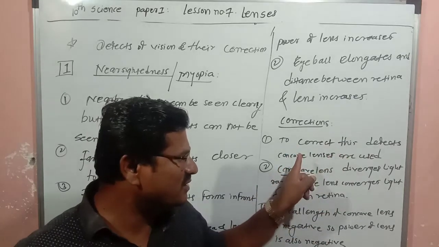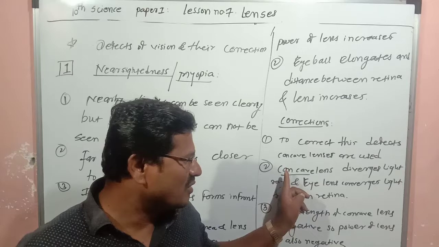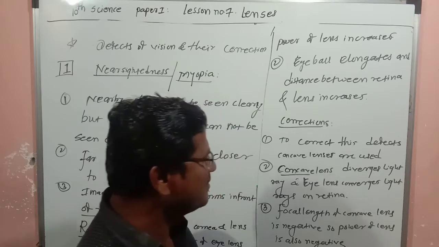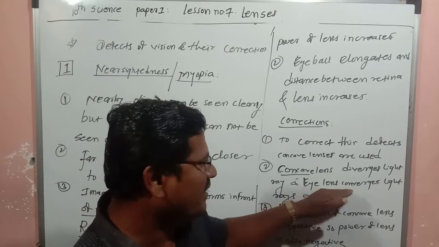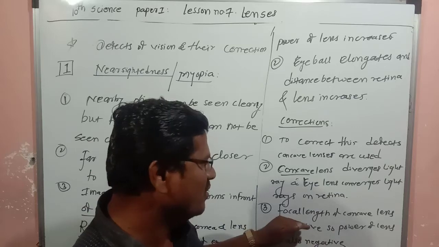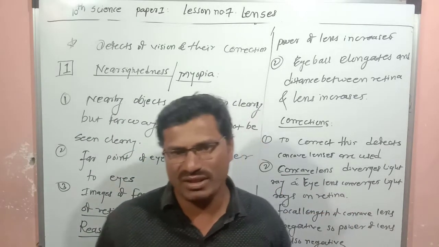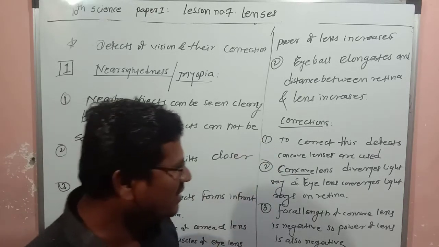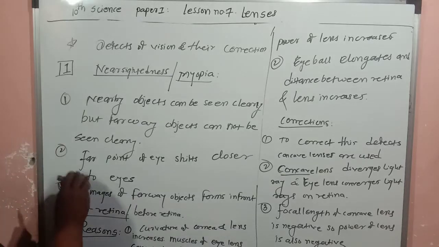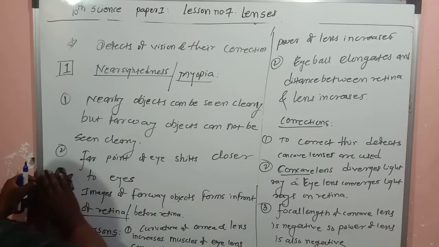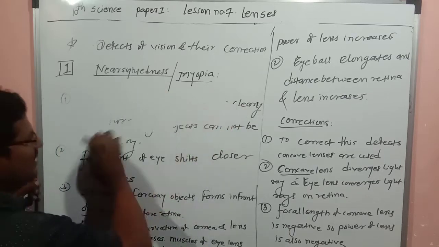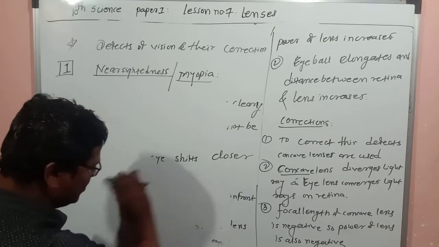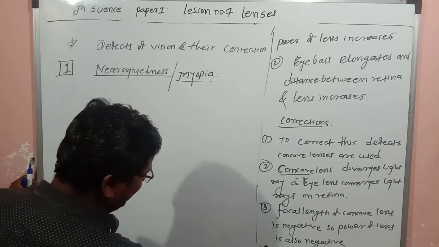One more time, see how you can correct this defect. To correct this defect, concave lenses are used. Concave lens diverges light rays and eye lens converges light rays on the retina. Focal length of the concave lens is negative, so power of the lens is also negative. So next, we will study diagrammatically. After writing these points, you have to draw the diagrams for nearsightedness, and you have to draw the same diagram.